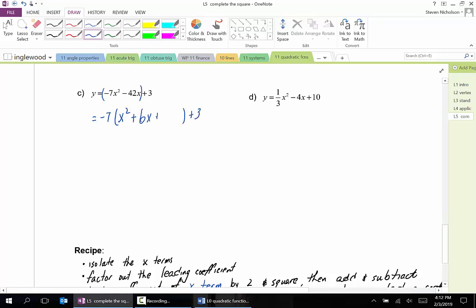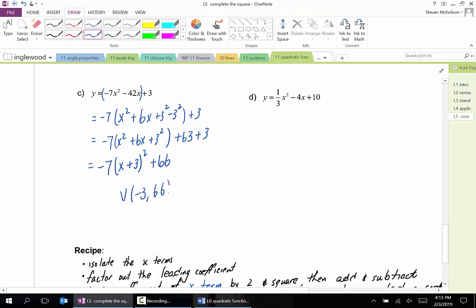We take half of the middle term and square it, but we have to counteract that with a subtraction. We pull out that last term. And again, when we pull out the last term, negative 3 squared is negative 9, and we multiply it by negative 7, which is positive 63. And then finally, we complete the square. And the vertex is negative 3 comma 66.